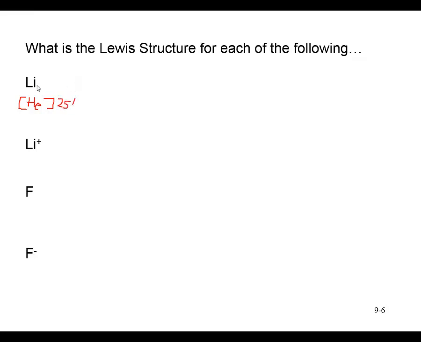Now my lithium would have one valence electron, so I'm going to show one dot in its Lewis electron dot structure. So I have lithium and just one dot shown in its Lewis electron dot structure.